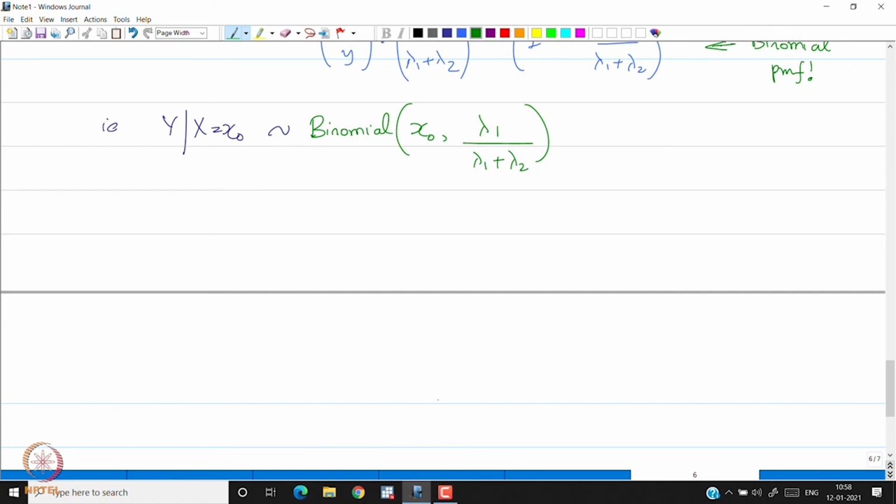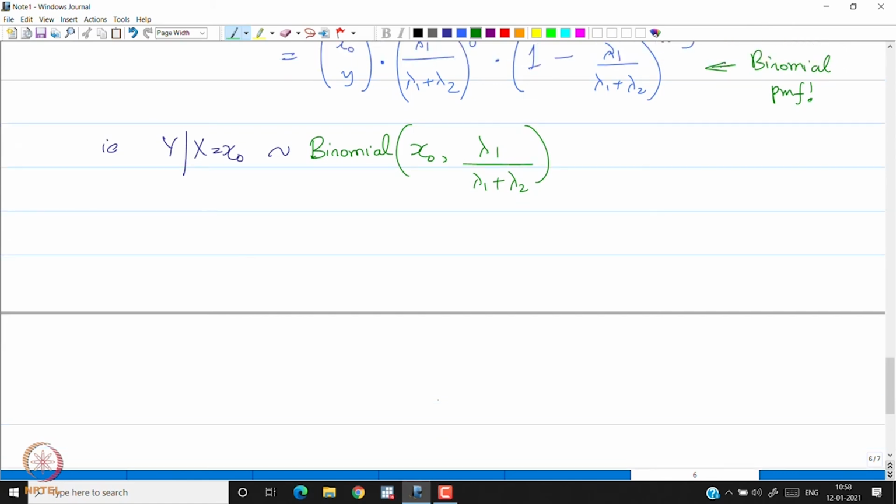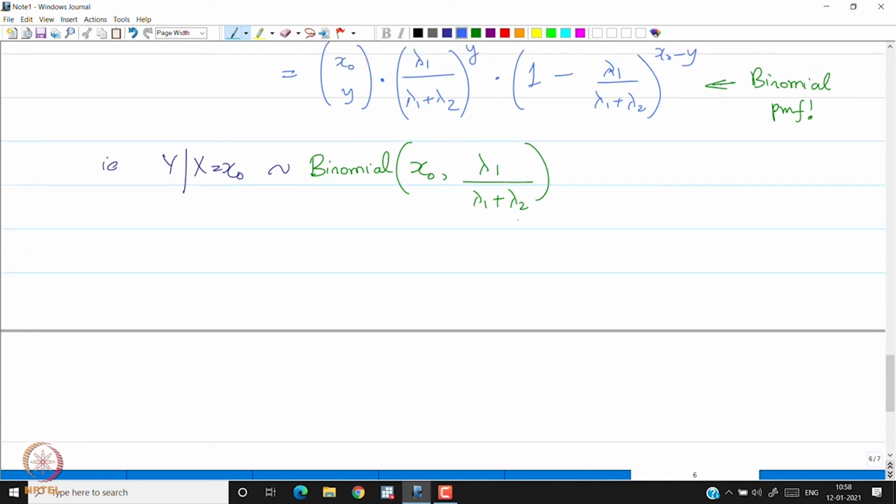And what have we done here? Just recall what we did. We took two Poisson random variables y and z, which had parameters lambda 1, lambda 2. We added them to form x. So, x was itself also Poisson with parameter lambda 1 plus lambda 2, and then we conditioned on x. We said let x take the value small x naught, from that Poisson distribution of capital X, and then asked for the conditional distribution of y given this event x equal to x naught, and that turns out to be binomial with parameters x naught and lambda 1 by lambda 1 plus lambda 2. So this is the p of the binomial distribution, of this binomial PMF.